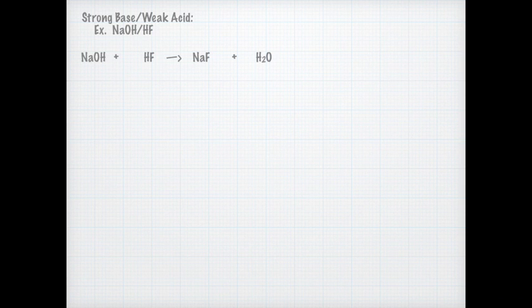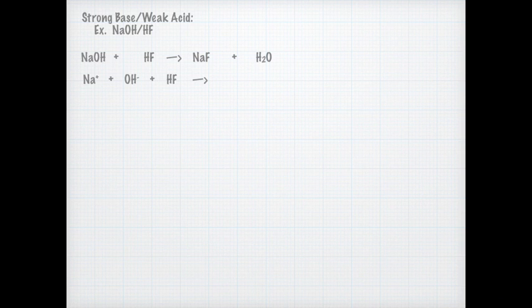Let's look now at a strong base and a weak acid. Here I've got sodium hydroxide and hydrofluoric acid. Sodium hydroxide reacts with hydrofluoric acid to produce sodium fluoride and water. I'm already balanced here, so I'm just going to break apart any strong electrolyte. Sodium hydroxide is a strong electrolyte because it's a strong base, so it's going to break apart into sodium ions and hydroxide ions. Hydrofluoric acid is a weak acid, so it's a weak electrolyte and it's going to stay together, and that's going to produce sodium fluoride.